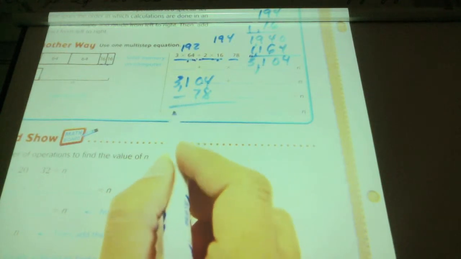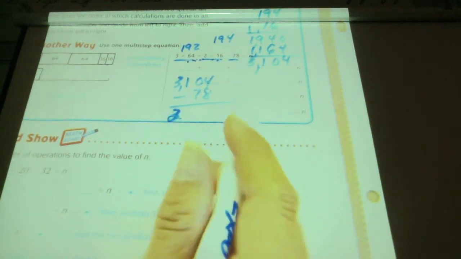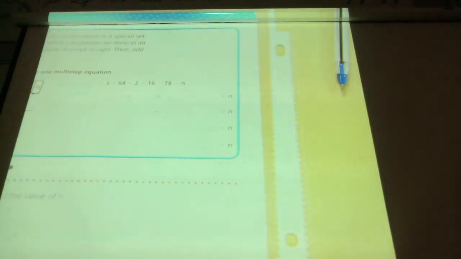104 minus 78. Is that going to give me 146? Do I even have to do the subtraction to know that that's going to be in the 3,000s or 2,000s? No. My answer is going to be huge. Is that the same answer I got here? What did we do wrong? That's what order of operations says, is do all the multiplication parts first and then add.